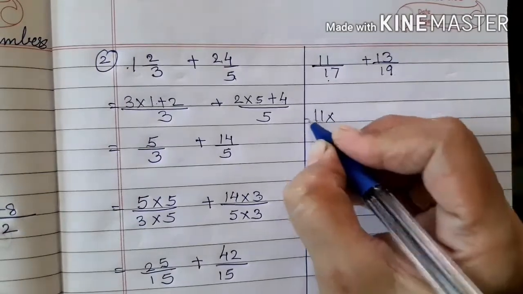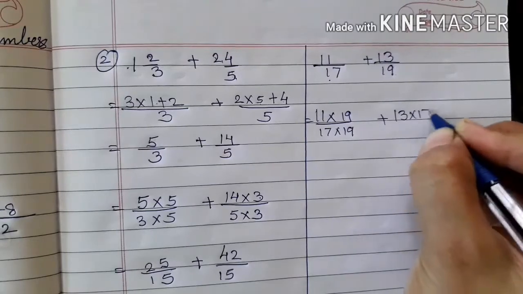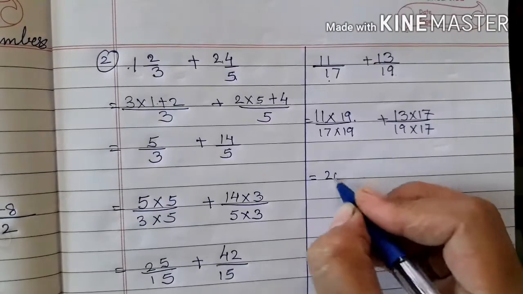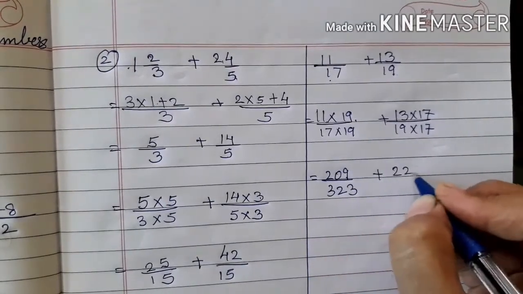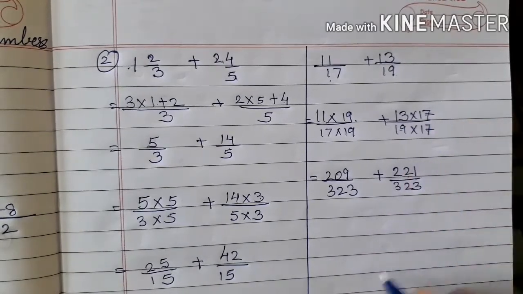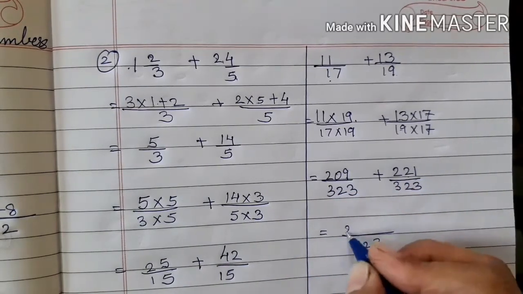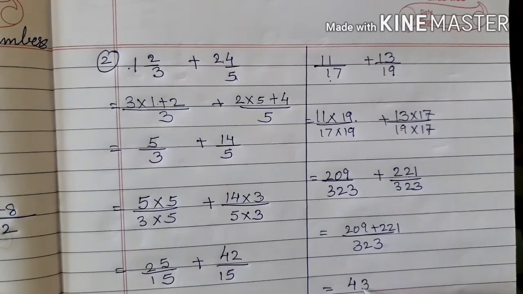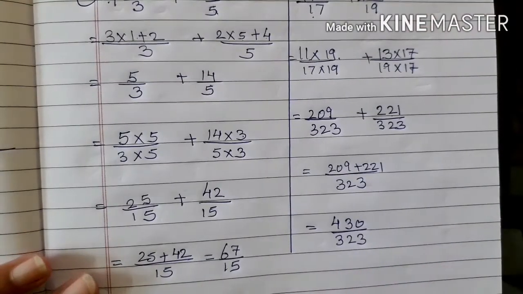So 11 multiplied by 19, 17 multiplied by 19, plus 13 multiplied by 17 and 19 multiplied by 17. When you multiply this, you will get 209 upon 323 plus 221 upon 323. Denominators are equal. Write it once. So 209 plus 221 will give you 430 upon 323. Got it, children?